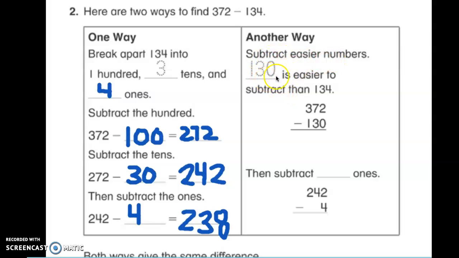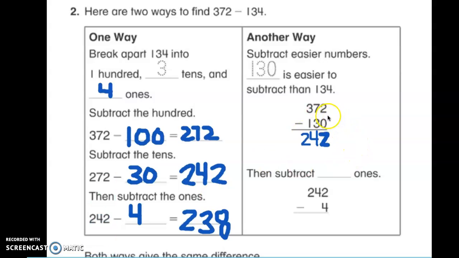So 130 is easier to subtract than 134 because there's no ones. So when you do that, you do 2 minus 0, which is 2, 7 minus 3, which is 4, and 3 minus 1, which is 2. So notice I wrote that here. 2 minus 0 is 2, 7 minus 3 is 4, 3 minus 1 is 2.